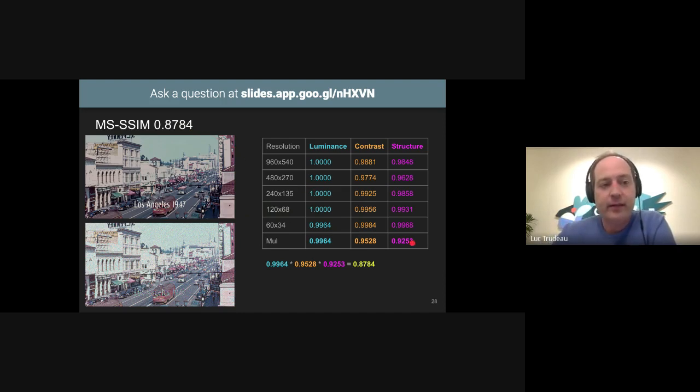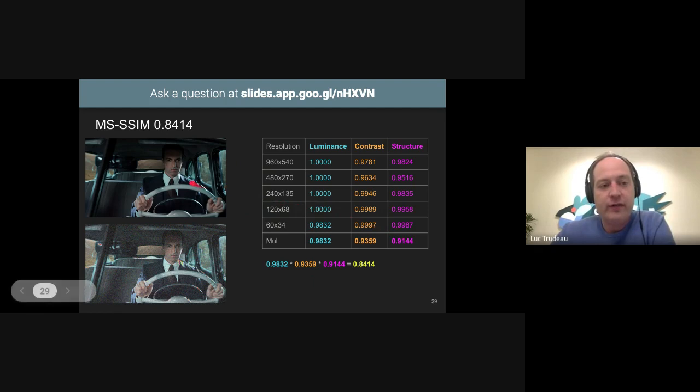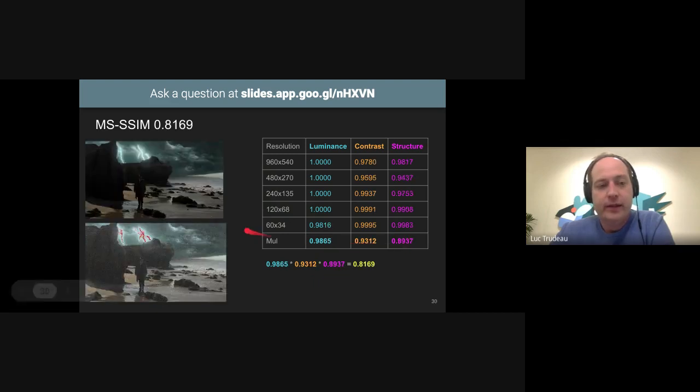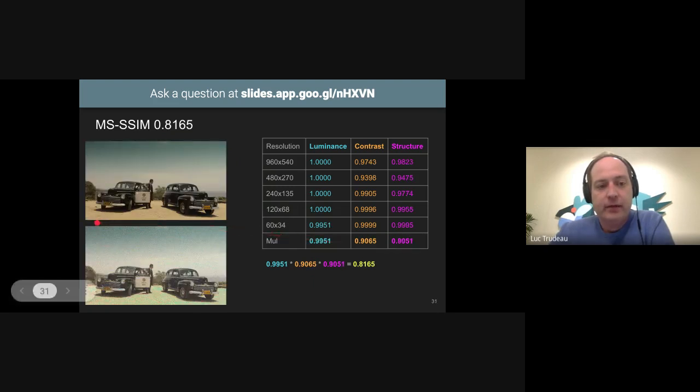So we see here, the second best image is the driving image, with 0.84 on the score. We can see the breakdown between luminance, contrast, and structure. I'm going to go quickly here. This one is 0.81. Again, we can see the breakdown. And the car scene, we can see the breakdown again.